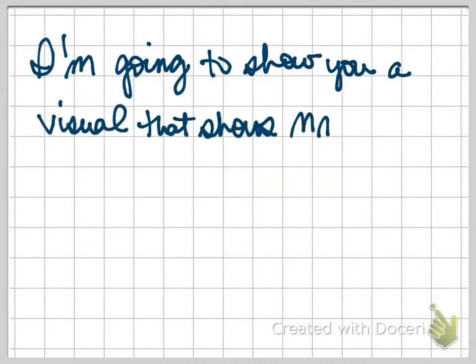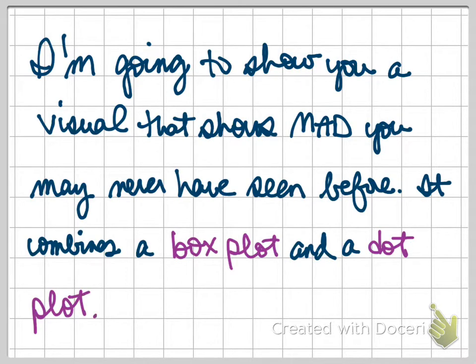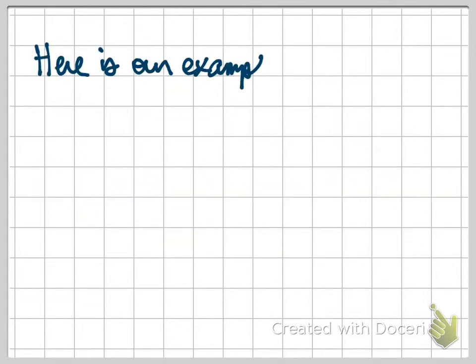I'm going to show you a visual that shows MAD in a way that you may never have seen before. It combines a box plot and a dot plot. I don't know if you saw this in 6th grade, but it may make it easier to understand just what in the world you're doing when you are trying to calculate the MAD.